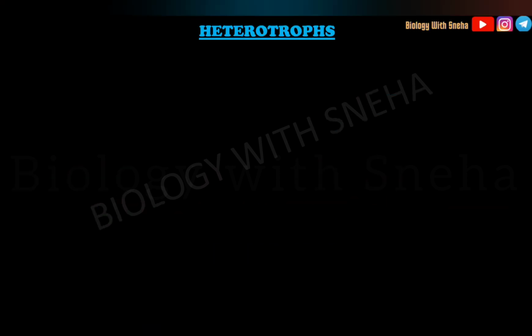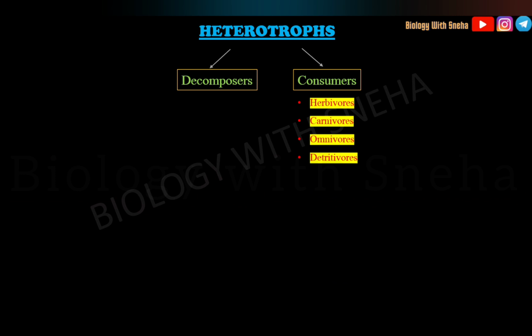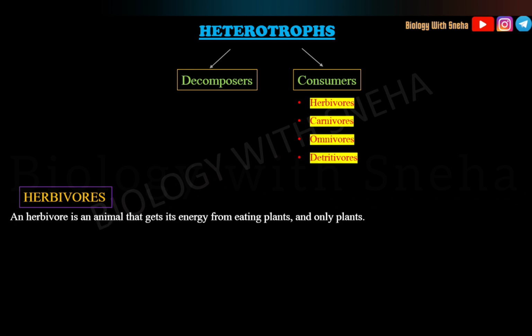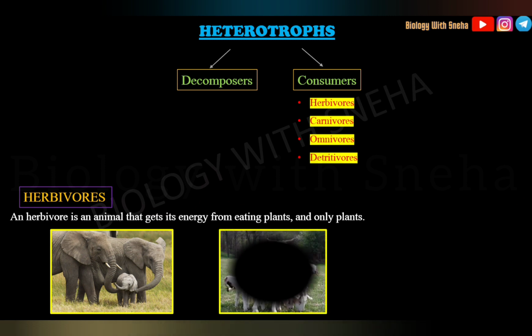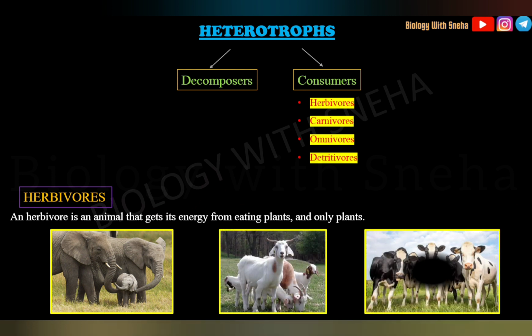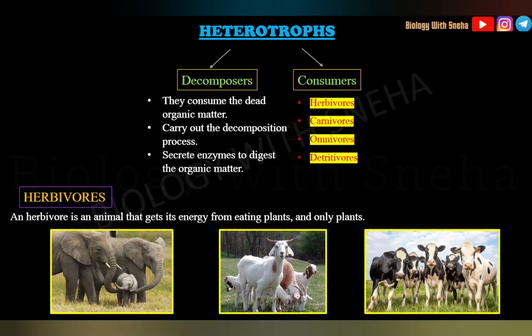Further, heterotrophs could be divided into what we know as the decomposers and the consumers. And under consumers, there are four categories. First being the herbivores, carnivores, omnivores, and detritivores. When it comes to herbivores, these are the organisms who obtain their energy by eating plants and only plants. Few examples could be elephants, goats, and cows.